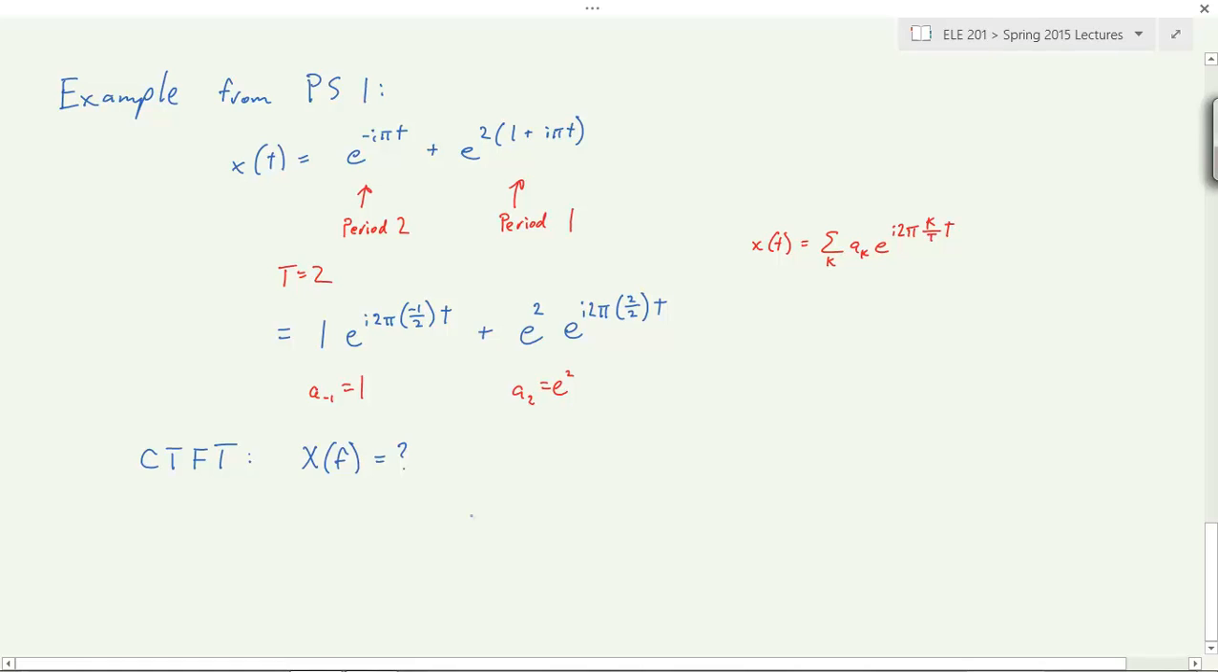A complex exponential goes to a delta function, right? So this becomes delta of f plus a half. It's a minus negative a half, plus e squared delta of f minus 1. There's the Fourier transform for the same thing.